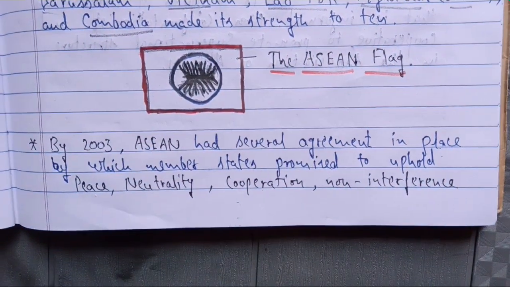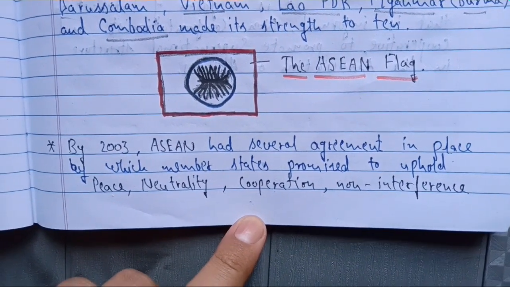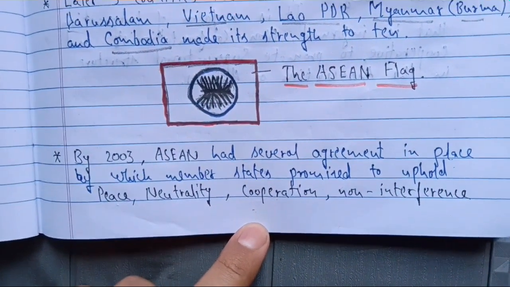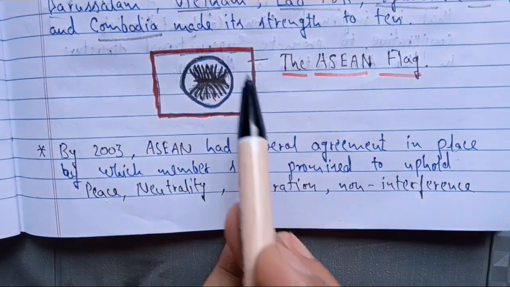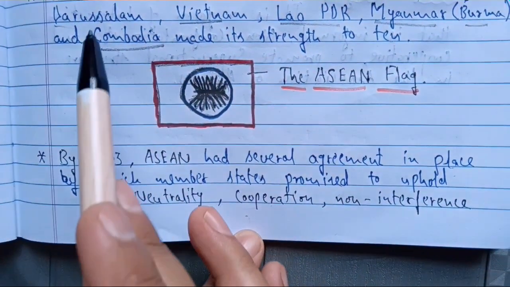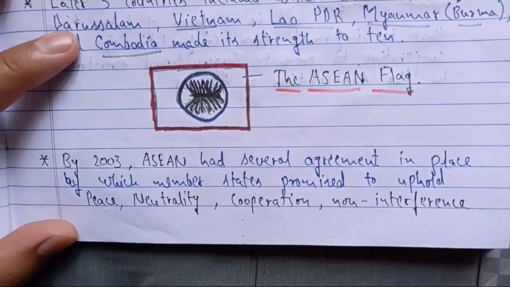Although we can say there was a lot of diversity in the region of Southeast Asia, with different countries having different cultures, different languages, different methodologies of government, they knew the importance of making this organization. So we'll be studying that further in this chapter.